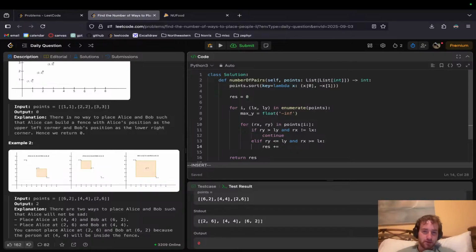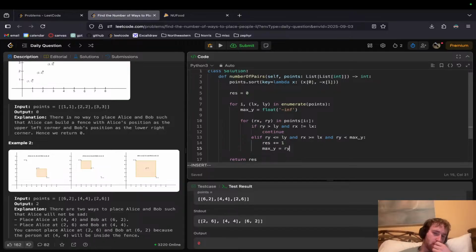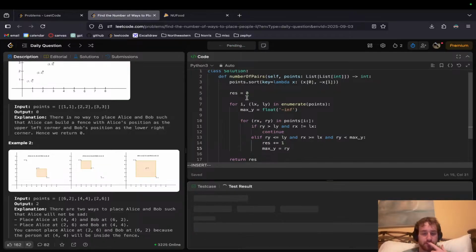Then our res will plus equal, or no. And you also check ry greater than ly and maybe another and our ry is less than our max y, then our res will plus equal to 1 and our max y will be equal to our y. Do I believe this? I don't know. We'll see.